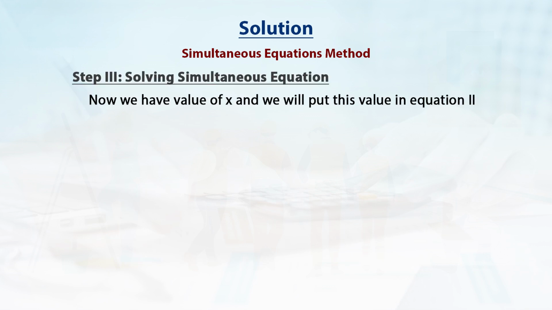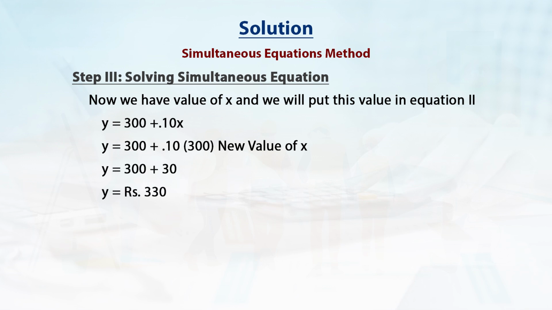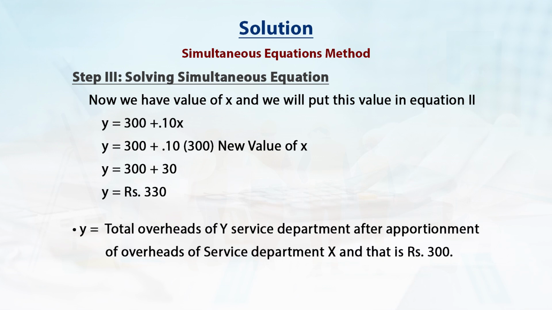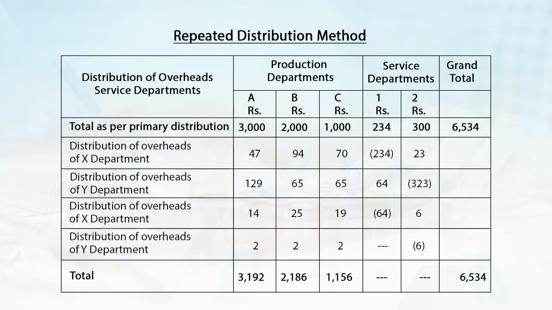Step 3. Now, we have the value of X and we will put this value in equation number 2. Y is equal to 300 plus 0.10 X. Y is equal to 300 plus 0.10 into 300, that is the new value of X that we have calculated. Y is equal to 300 plus 30. Therefore, Y is equal to rupees 330. Y stands for total overheads of Y service department after apportionment of overheads of service department X.